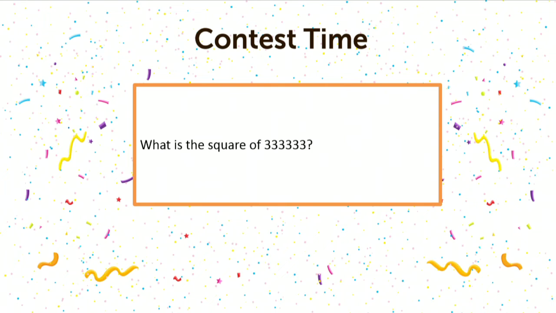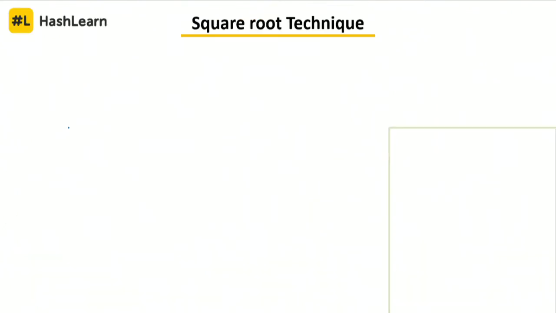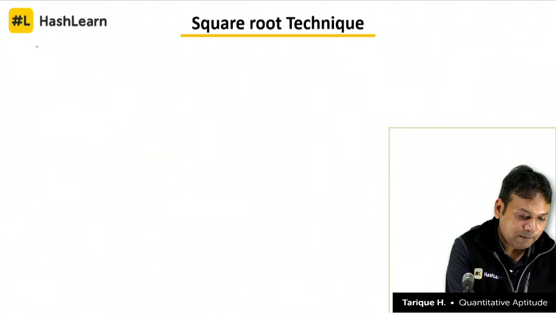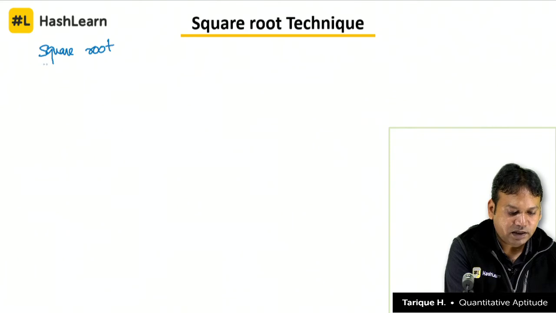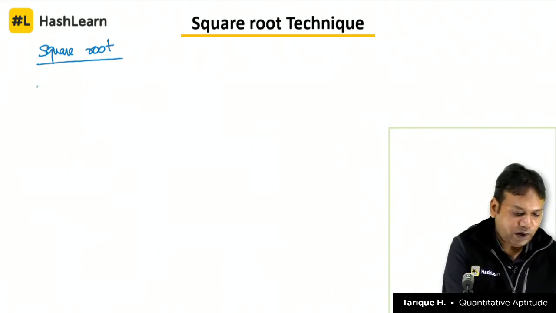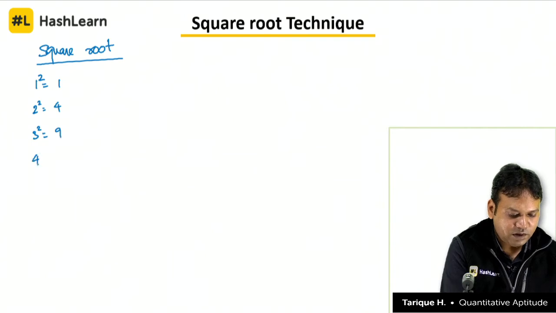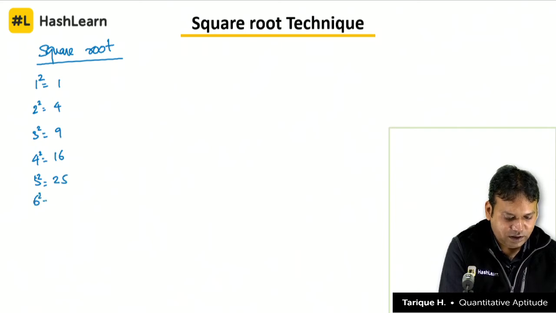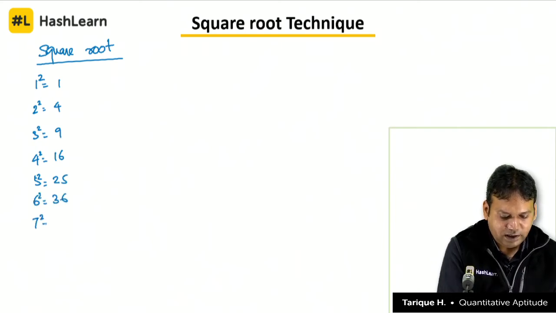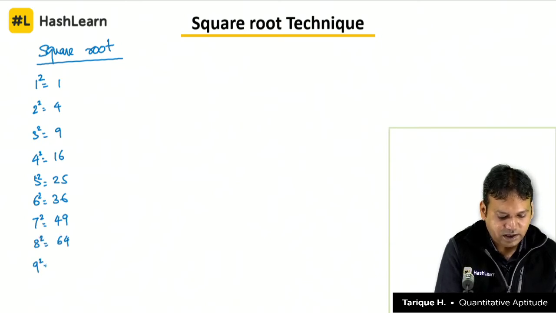So now we will continue with the class and see other square techniques that are very important for you. So one is square root. We will go to the square root technique. Learning how to find square root of numbers very quickly, very simple technique this is. Okay. First we write down the square of numbers from 1 to 9. 1 square is 1, 2 square is 4, 3 square is 9, 4 square is 16, 5 square is 25, 6 square is 36, 7 square is 49, 8 square is 64 and 9 square is 81.